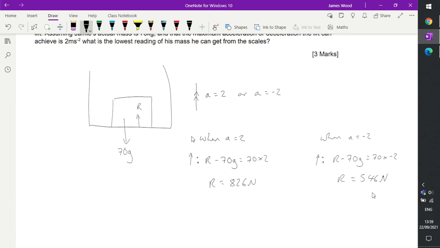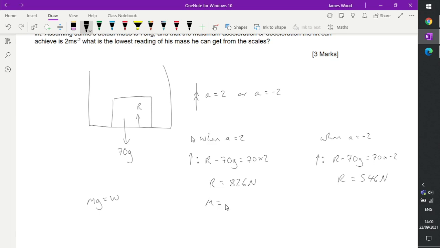We need to convert this into a mass though. These are just forces. I doubt my weightlifting club would be very impressed if I turned up and said my weight this week was 546 newtons, even though I'd be technically correct. We need to turn this into a mass. So remember, normally the mg gives you your weight. So to go backwards, I need to just divide by g.